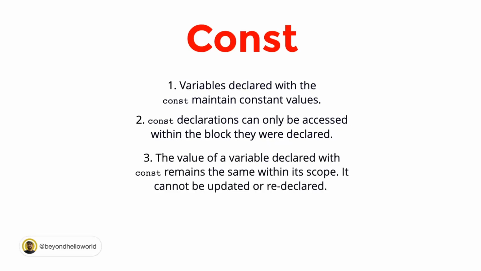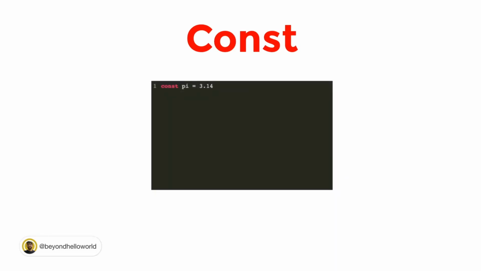The value of a variable declared with const remains the same within its scope. It cannot be updated or redeclared. For example, if I declared const pi equals to 3.14, then I cannot change the value of pi. And if we try to do that, it will throw an error.